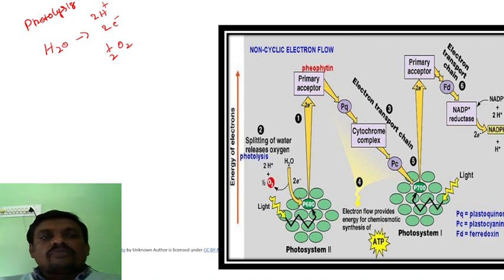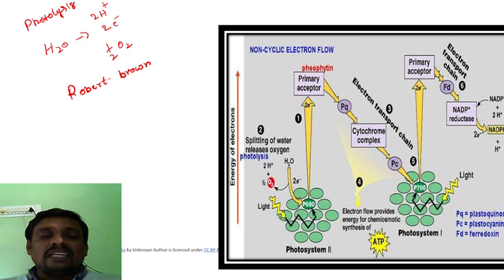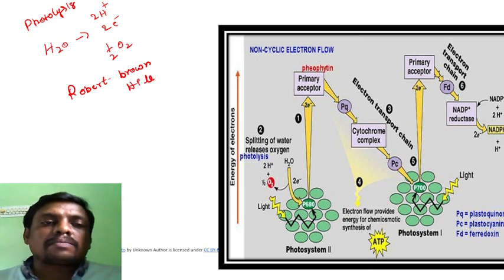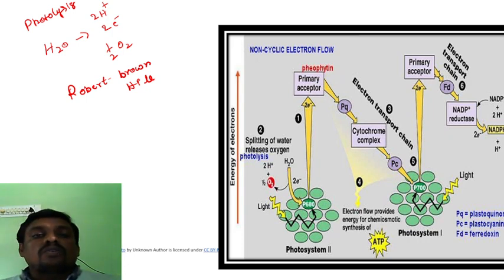Now, photolysis was explained by Robert Hill for the first time. The photolysis of water was explained by Robert Hill for the first time. Hence, these reactions are called Hill's reactions.